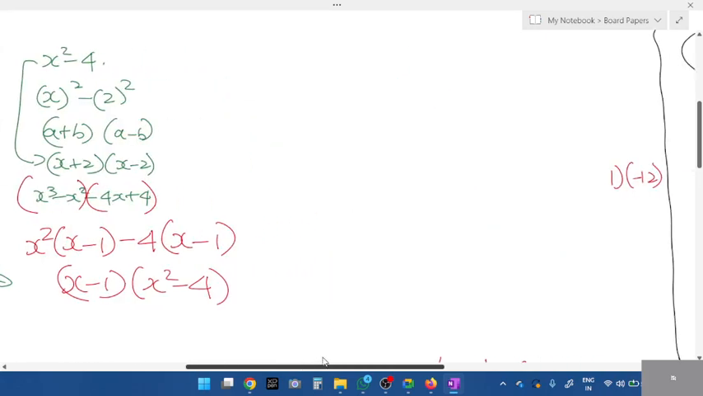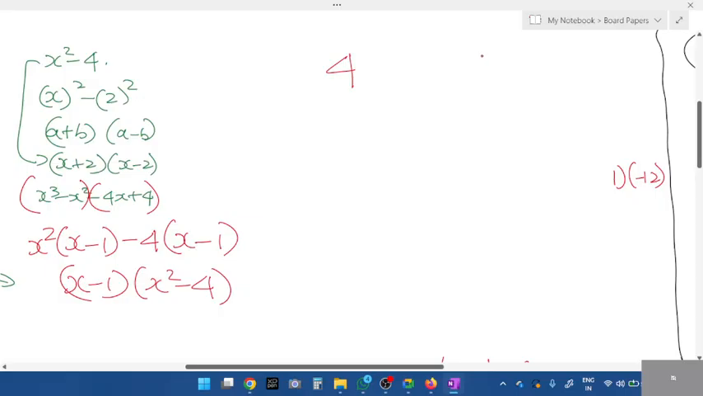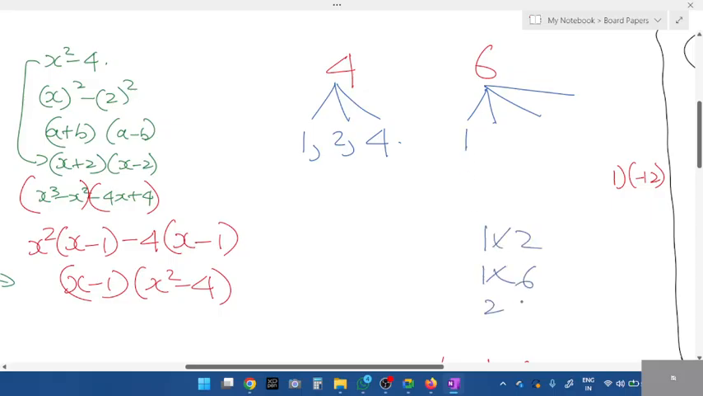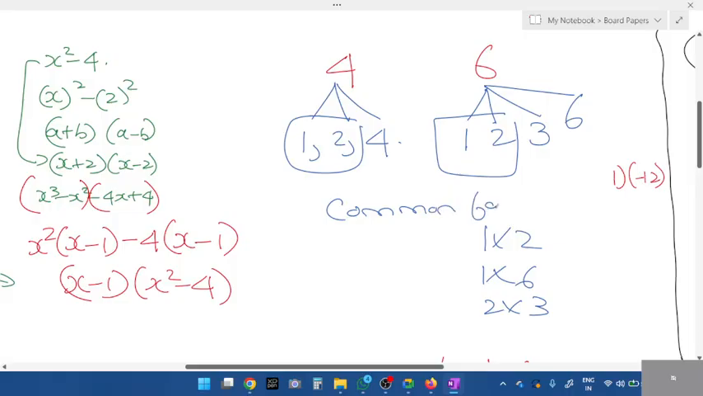Common factor. If I ask you, what is the common factor of 4 and 6, students? First find the factors of 4: 1, 2. What are the factors of 6? How do you find factors? 1 into 6, 2 into 3. So the different numbers are 1, 2, 3 and 6. In that, what are the common factors? 1 and 2. Remember, if they just ask common factor, it is 1 and 2.